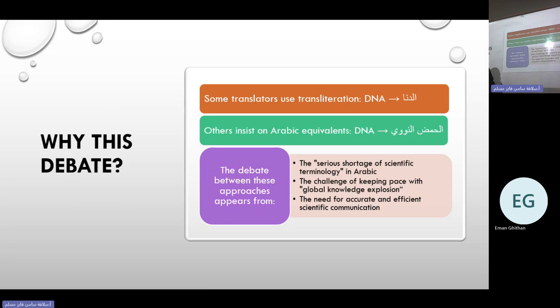So if you are translating anything from Arabic to English and there is DNA to be translated, for example, you can either use dana or al-nawawi. However, you need to be consistent. You are either a purist or a modernist. The debate between these approaches appears from the serious shortage of scientific terminologies, the challenge of keeping pace with global development and the explosion of terms, and the need for accurate and efficient scientific communication. So these three points are why people debate between being purists and modernists.